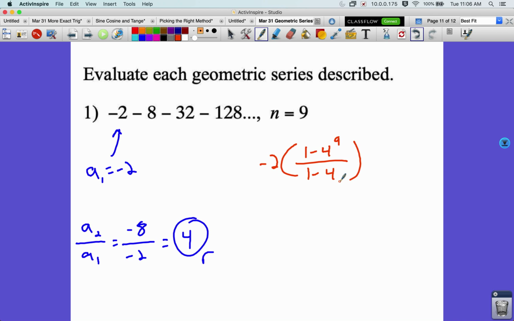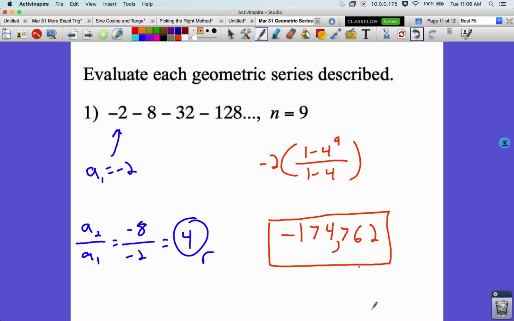Negative 2 times 1 minus 4 to the 9th divided by 1 minus 4, I got negative 174,762. So negative 174,762 is the sum of that geometric series.